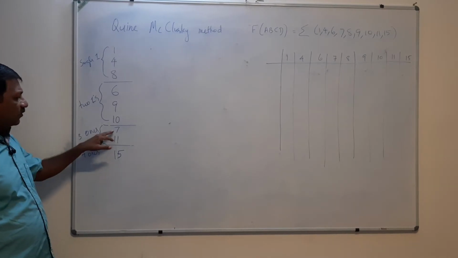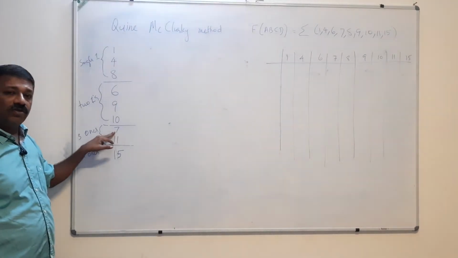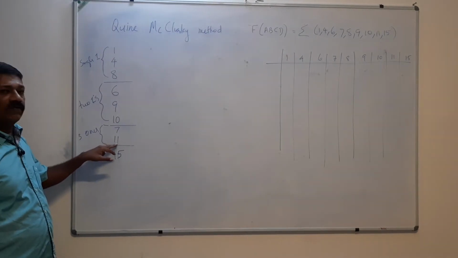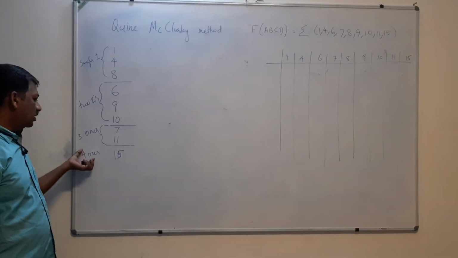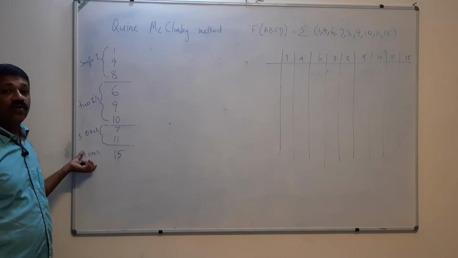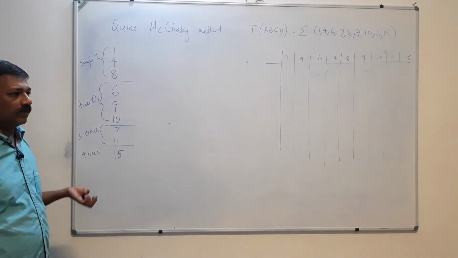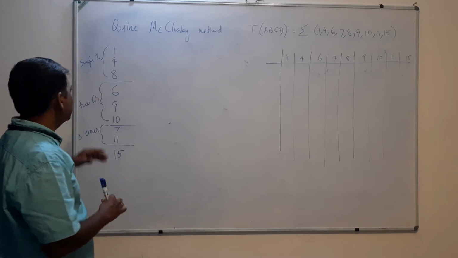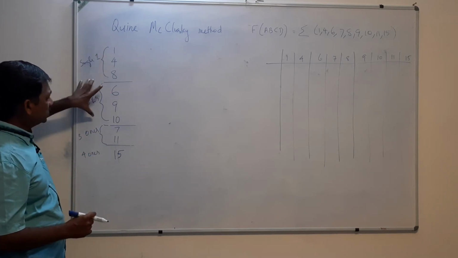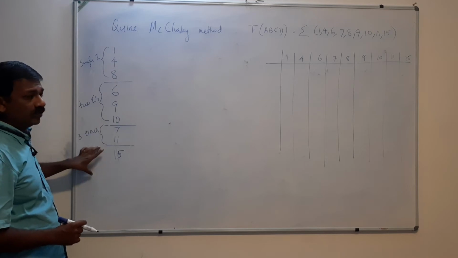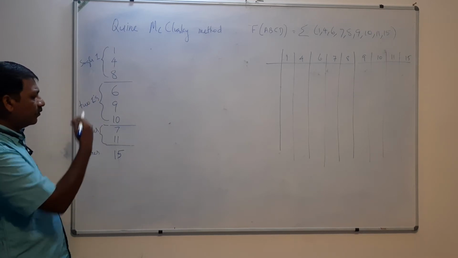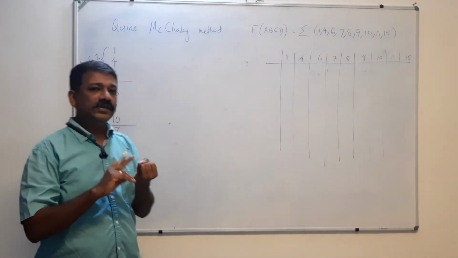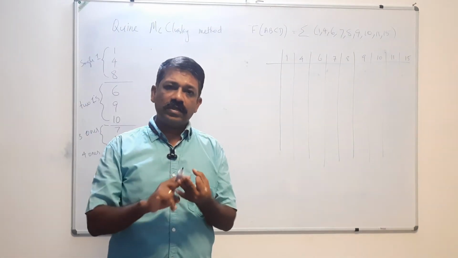Three ones are there for 7 and 11. 7 is 0 1 1 1, and 11 is 1 0 1 1. For 15 there are 4 ones in it. Now this is the first group, second group, third group, and fourth group. We have divided the terms, so only 4 different possibilities are there: those having single ones, two ones, three ones, and four ones.